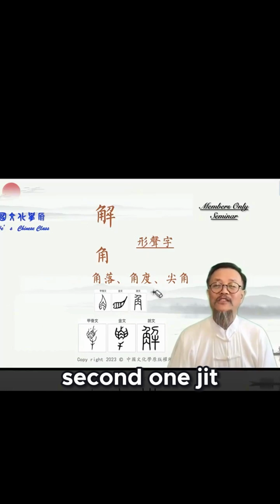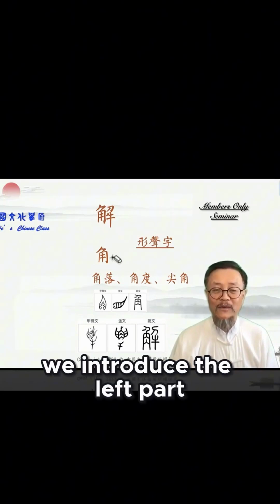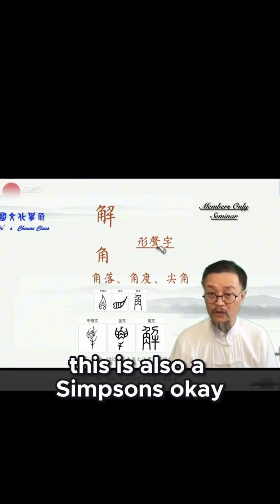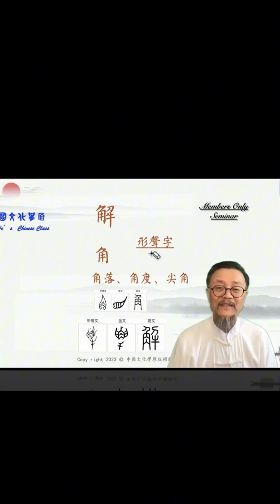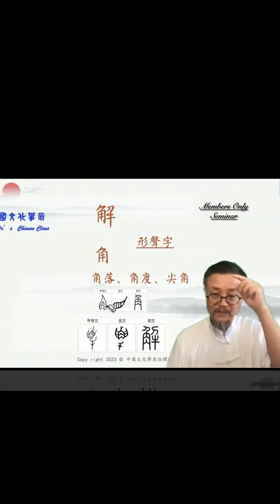Second one, 解. Before that, we introduce the left part. This is also a 形声字, OK, 形声字. Left part is 角, is horn.